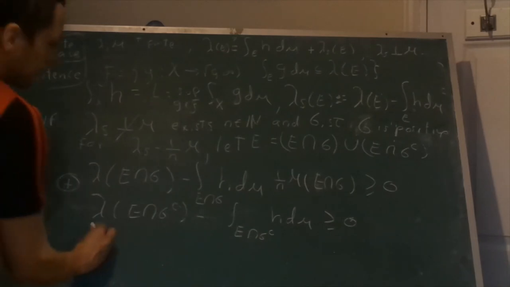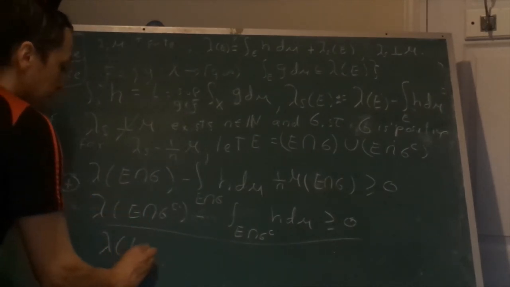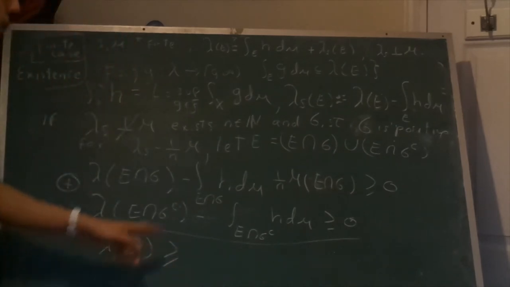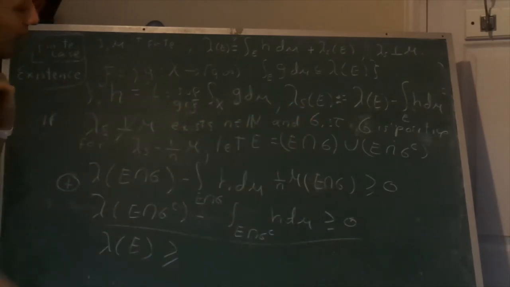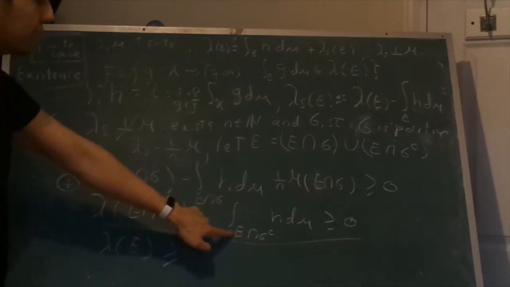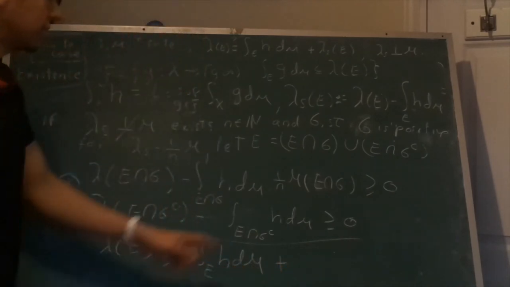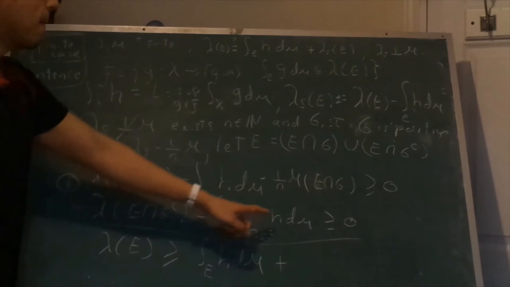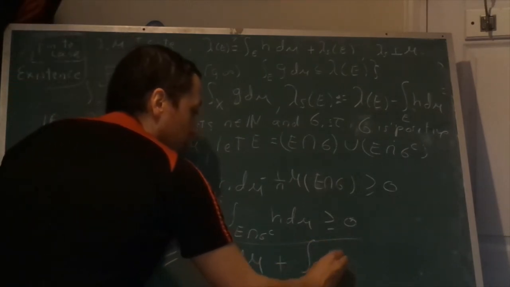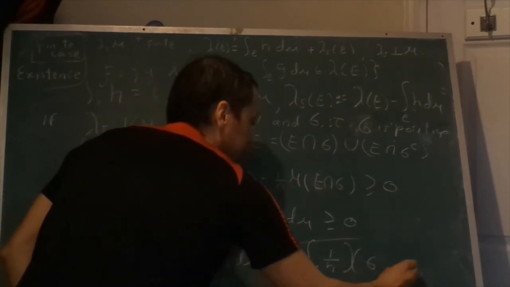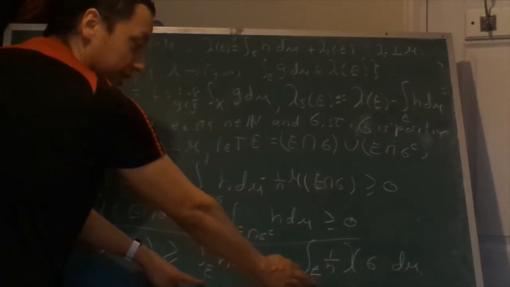So what happens if we add these two? Lambda of E intersected G plus lambda of E intersected G complement, this is lambda of E, right? This is greater or equal to, okay, this is the only part that has positive sign, so everything negative will go to the right hand side, and we have this. This integral plus this integral will be the integral of E of h dμ, plus 1 over n of μ of E intersected G. I can write this as the integral of E of 1 over n, the characteristic function of G. I can add these two functions because I'm integrating on the same set.